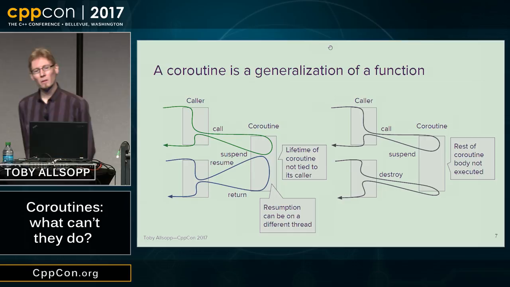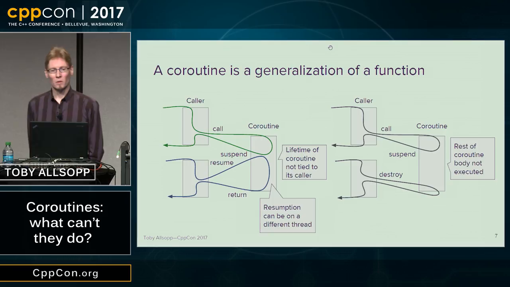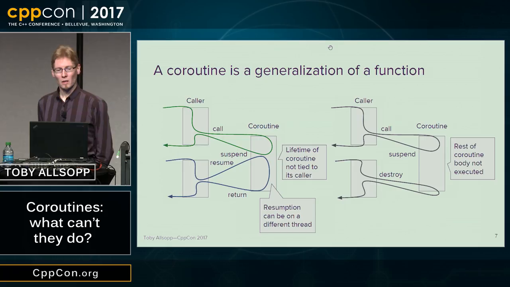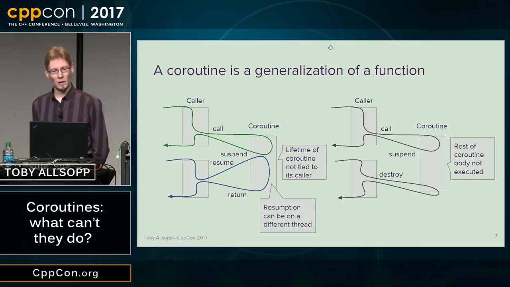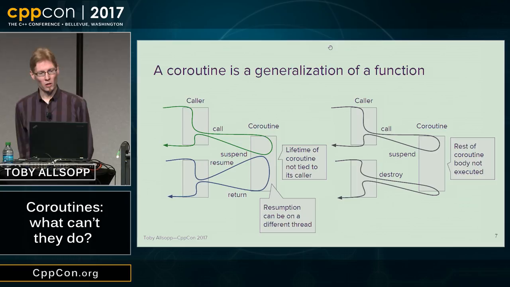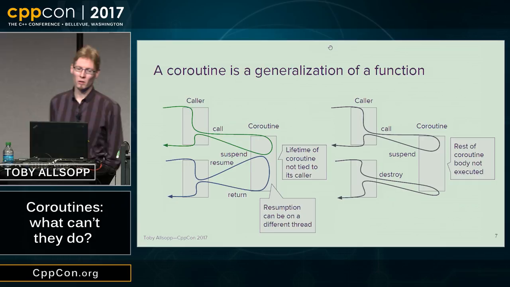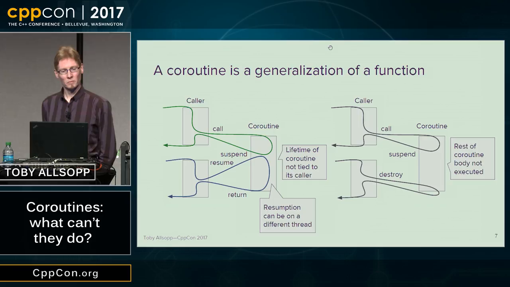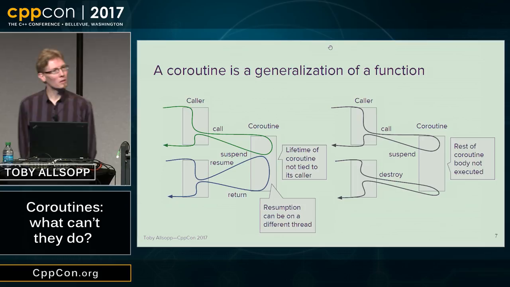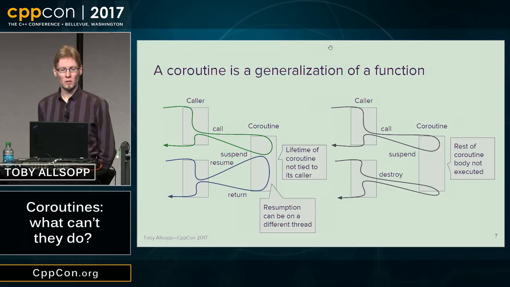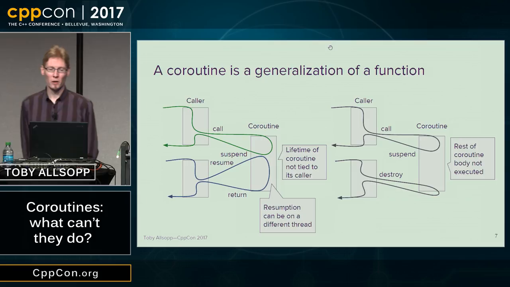There are a couple of other interesting things that make coroutines more capable than non-coroutine functions. On the left, we see pretty much the same thing as on the previous slide, but the first caller can actually return back to its caller without resuming the coroutine, and the coroutine stays alive. So the lifetime of a coroutine is not intimately tied to the lifetime of its caller like a regular function is. Then some other function can resume the coroutine sometime later, and that other function can be running on some other thread, for example. So from the point of view of the coroutine, there's an interesting control flow possible there: it can suspend on one thread and potentially resume on a different thread.